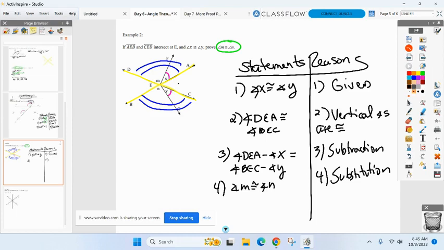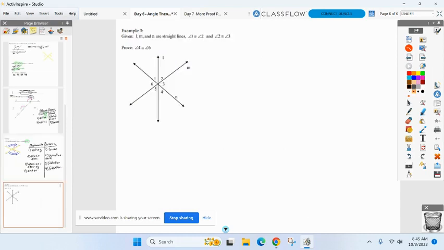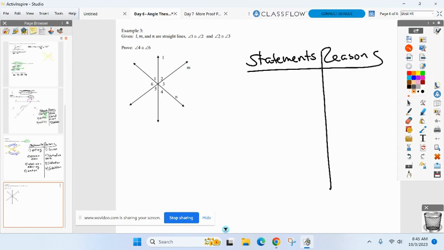Anything here you want to talk about? Okay, last one together, and then a lot of practice time on your own. Mark what you can mark, write down what you can write down. Whew, a lot of vertical angles in that diagram.